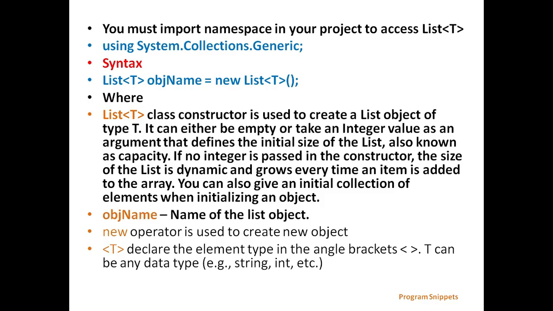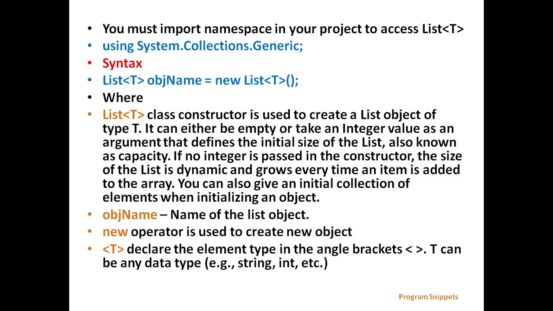Object name is the name of the list object. New is the operator which is used to create a new object, and T declares the element type in the angle bracket. T can be of any data type, that is string, int, etc.